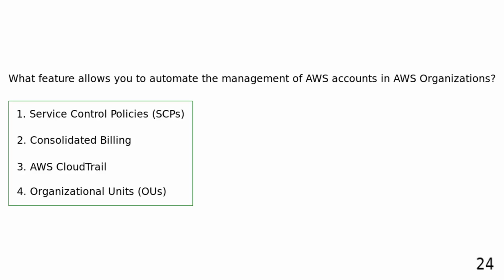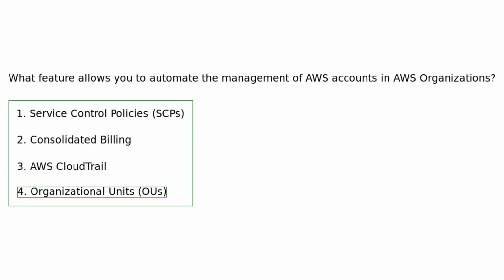What feature allows you to automate the management of AWS accounts in AWS Organizations? Service control policies. Consolidated billing. AWS CloudTrail. Organizational units. You can automate the management of AWS accounts in AWS Organizations through the use of service control policies.